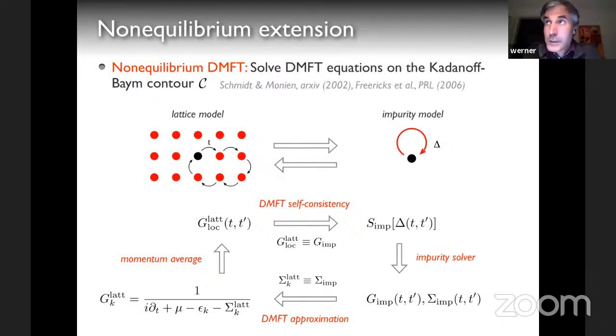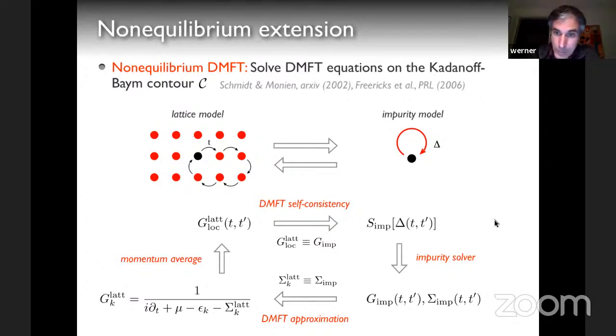Non-equilibrium dynamical mean field theory is nothing else than dynamical mean field theory implemented on this Kadanoff-Baym contour using non-equilibrium Green's functions. In particular, the mapping from the lattice model to the single site impurity model is exactly the same as in equilibrium, and also the different steps in the self-consistency cycle are formally exactly the same. Nevertheless, these calculations are considerably more difficult than equilibrium DMFT calculations. So let us try to understand why this is the case.